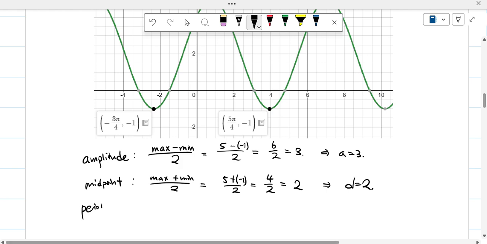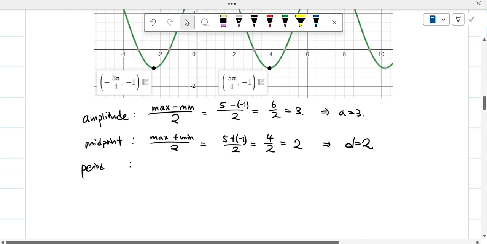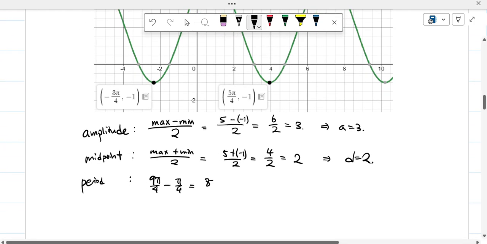Finally, the period is found by finding the difference between the x values of the two consecutive maximum points. So it's going to be 9 pi over 4 minus pi over 4, which would be 8 pi over 4, which is 2 pi. From the formula, period is equal to 2 pi over b. Period is 2 pi, so I think b is equal to 1.